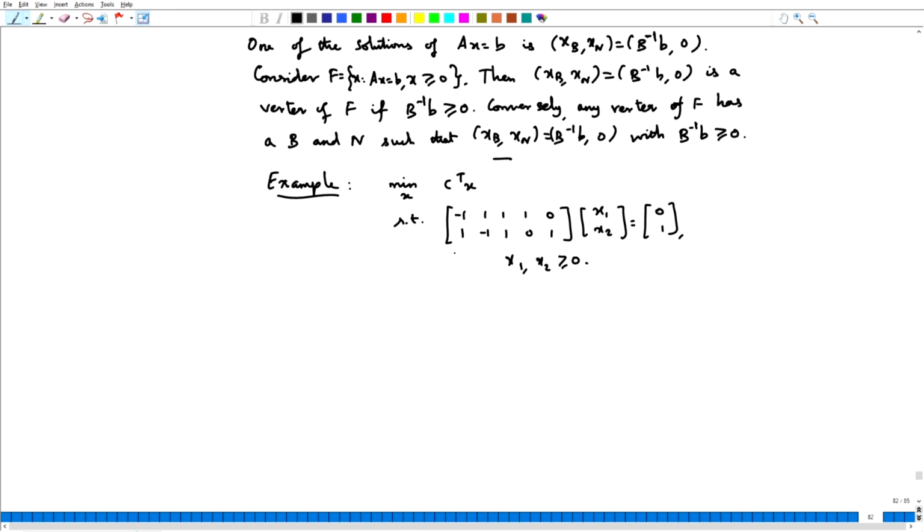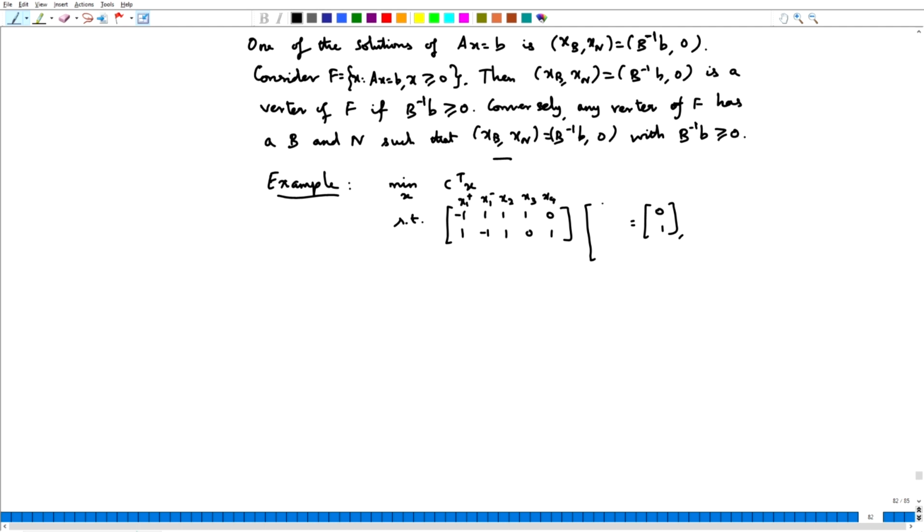Note that this corresponds to x1 plus, this corresponds to x1 minus, this to x2, this to x3 and this to x4. I am sorry, I will make a minor change here.